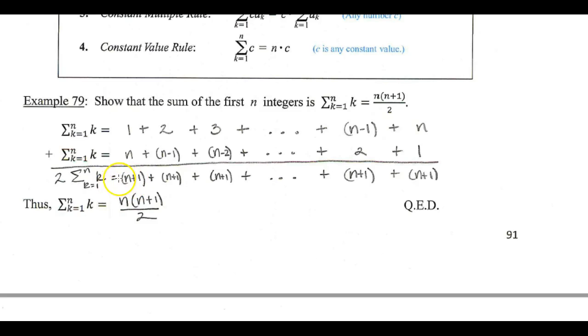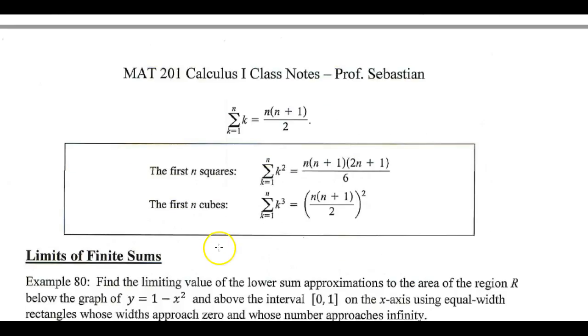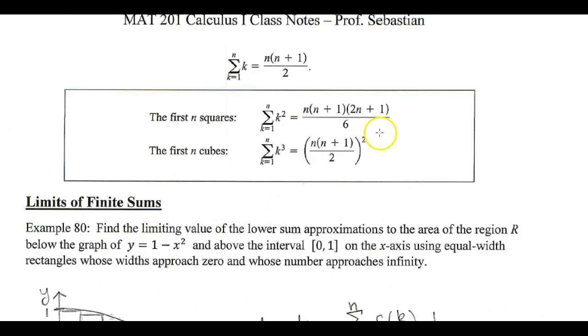So essentially, I have two of these sums equals n plus 1 times, well, how many of these are there? There's n of them. Remember, we start with n numbers. So there's n times n plus 1. Then I divide by 2. So there's my formula for that. I just wanted to show you that's actually a proof. I didn't want to tell you it was a proof and freak you out, but that's a proof of that formula. And then on the next page, there are two more formulas.